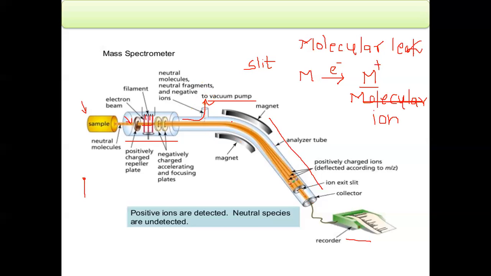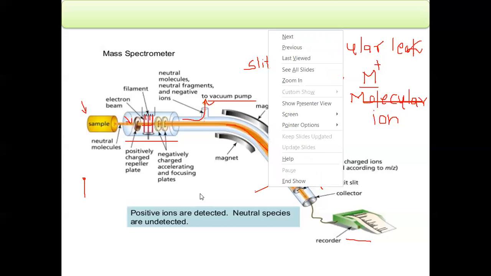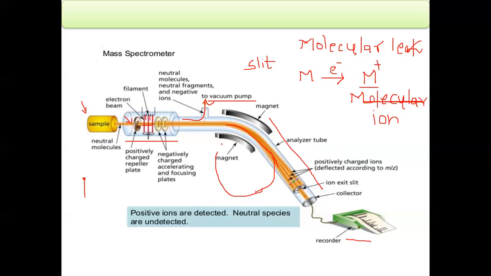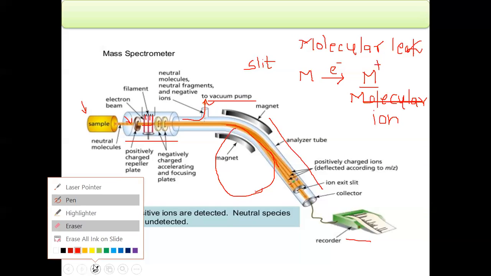After this field-free region, there is a region where a magnetic field is applied. Under the influence of the magnetic field, these positively charged ions travel in a circular fashion. So look at this, this circular fashion is there. But the mass spectrometer is designed in such a way that it will have only a half circle. Otherwise, the ions would travel in a circular pathway.